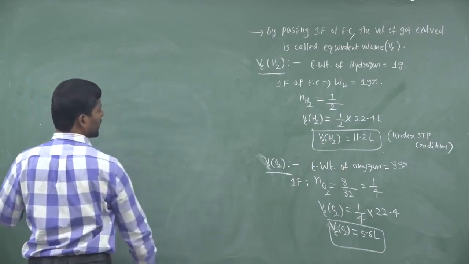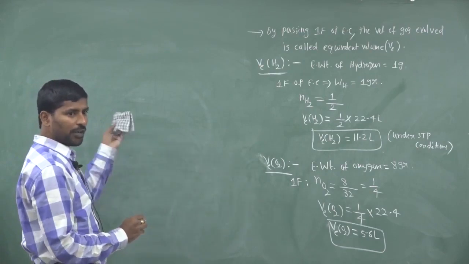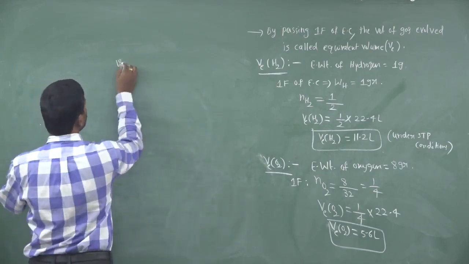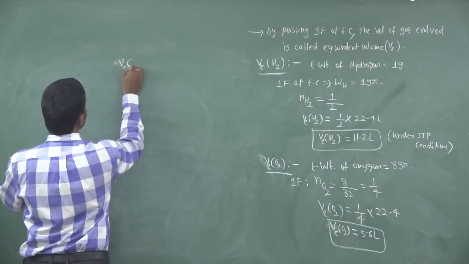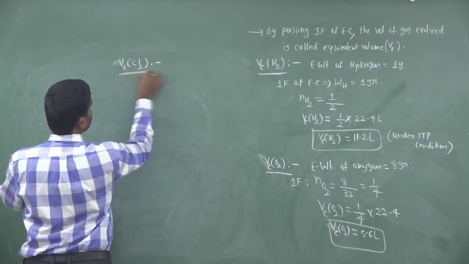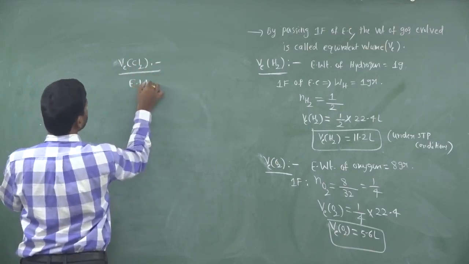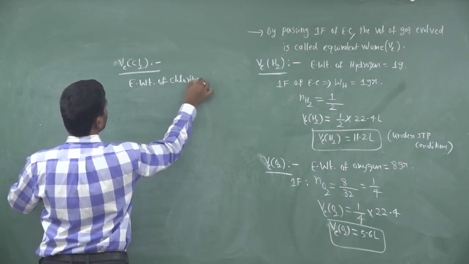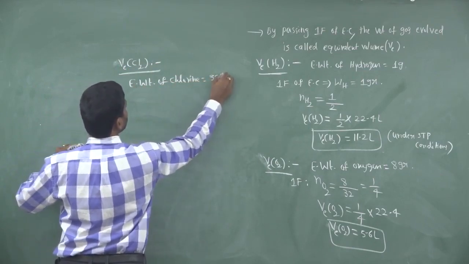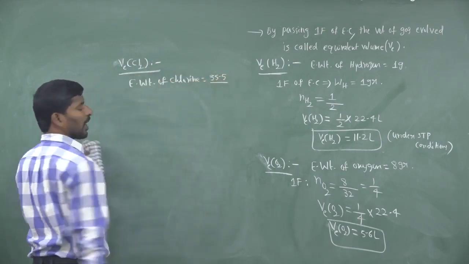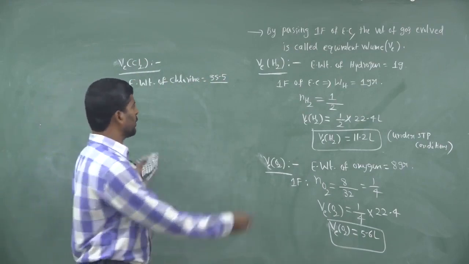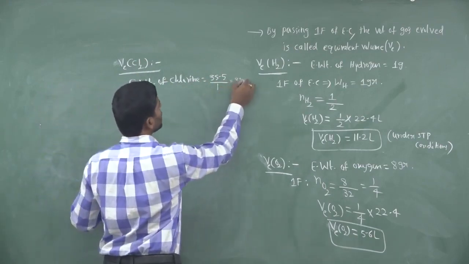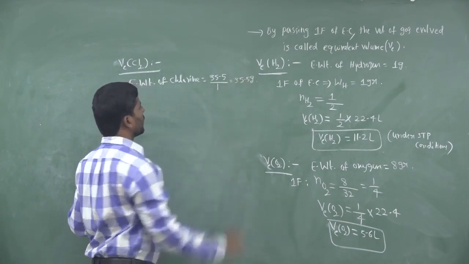So mostly we may get hydrogen gas, oxygen gas and chlorine gas. So these three you may remember. Chlorine gas. Okay, what is the equivalent weight of chlorine? Equivalent weight of chlorine: atomic weight is 35.5 by what about the valency of chlorine? 1. So that is 35.5 grams.